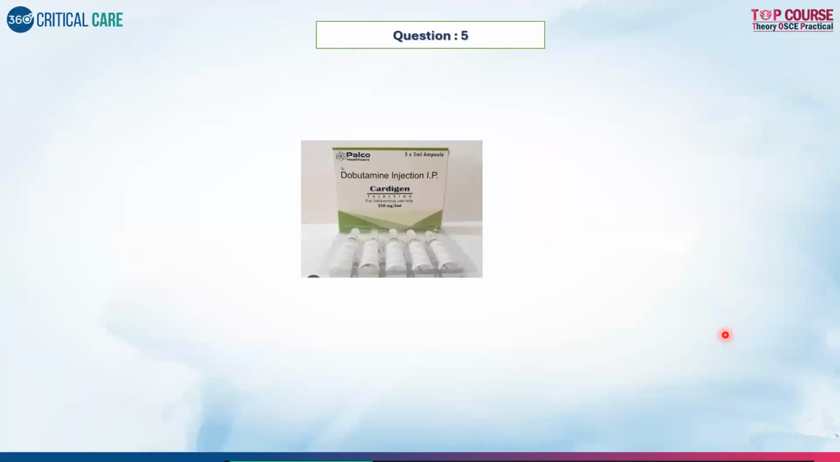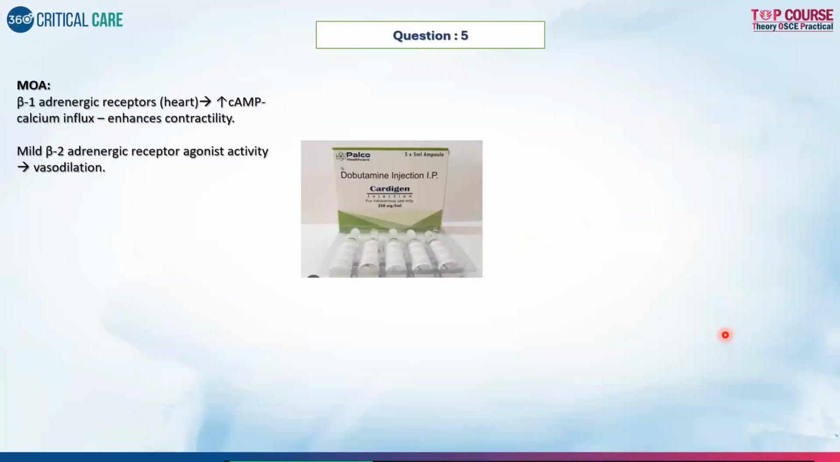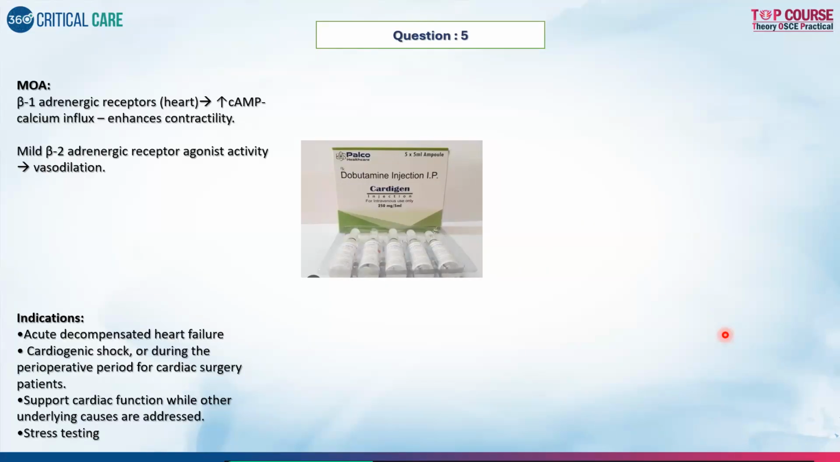Next, we have an inotrope, that is dobutamine. So you might be given these vials of dobutamine, and you have to describe it as an inotrope whose mechanism of action is on the beta-1 adrenergic receptor. It increases the cyclic AMP and enhances the contractility, and it has some beta-2 adrenergic receptor activity as well. Indications: acute decompensated heart failure, cardiogenic shock, and supporting of the cardiac function while the other underlying causes are addressed. It is also used in case of stress testing.